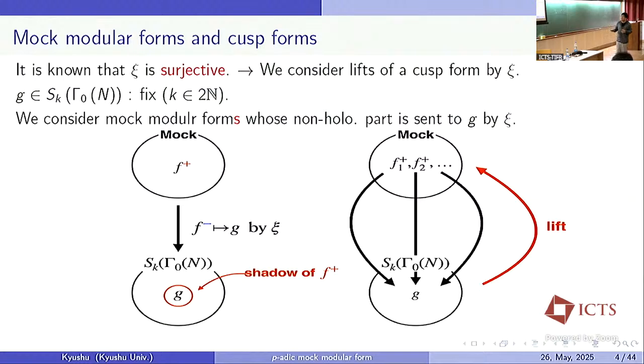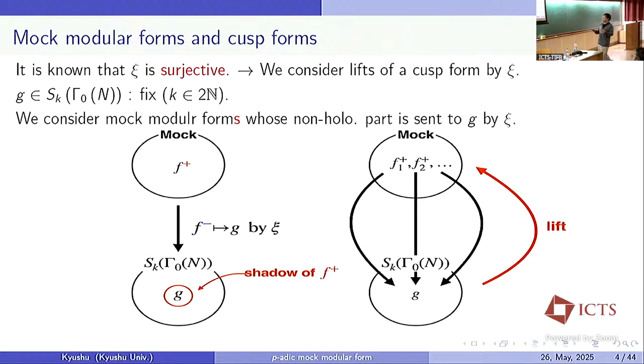Okay? Let's see this picture. For any mock modular form F plus, there corresponds a non-holomorphic part. And we have the differential operator xi, a surjective map to cusp forms. So therefore, the mock modular form corresponds to the cusp form g. And we call the image of xi the shadow of F plus. Okay? And because of surjectivity, we consider the lifts of the cusp form to mock modular forms.